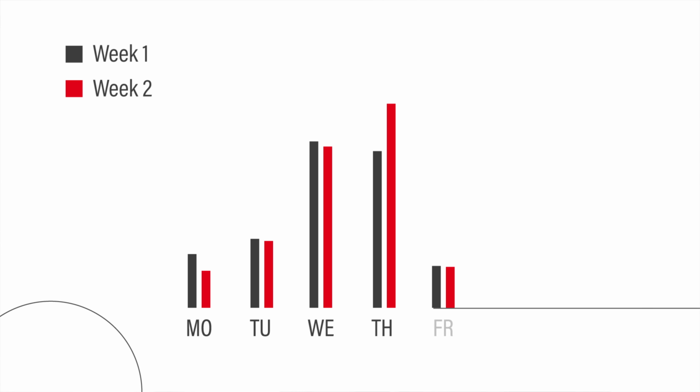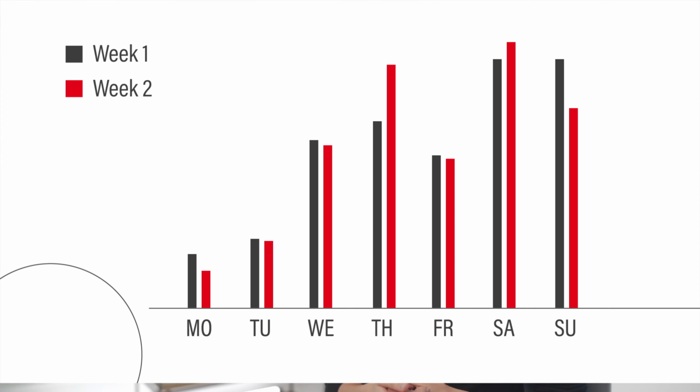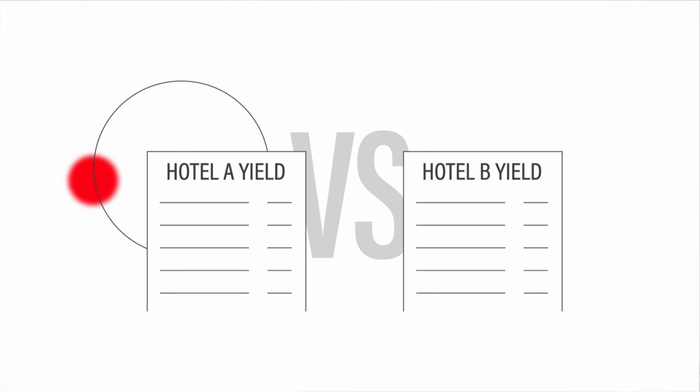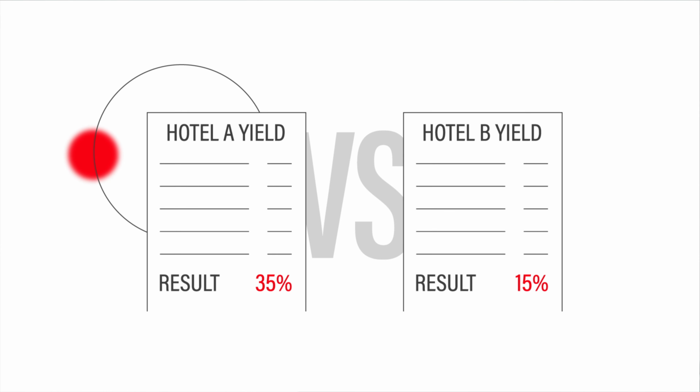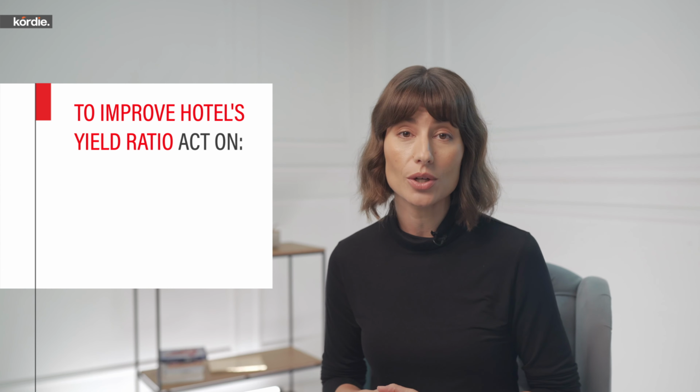For example, during periods of low demand, our yield will often be lower. To get a true picture, we compare our daily or weekly numbers to similar times. We also look at what's going on around us, for example, among competitors or in the market, to put our performance into context. Examine and act on these factors to improve our hotel's yield ratio.